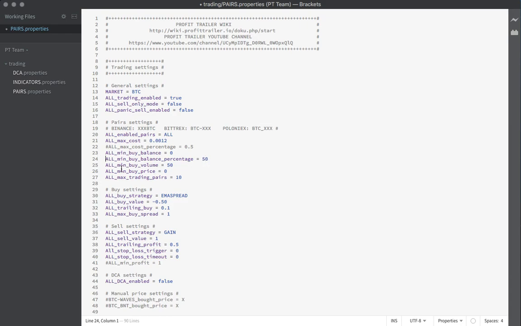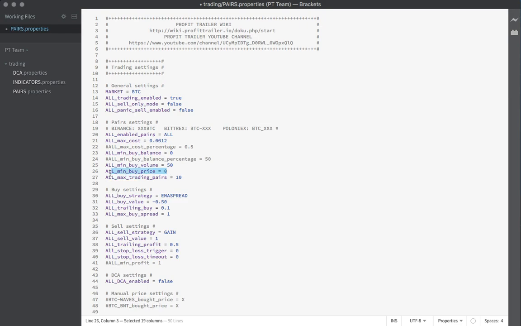Then immediately below that, we have all min by volume. This is the minimum amount of volume, trading volume, that a coin pair must have in the market in order for the bot to buy it. This market being BTC right now, this is telling us that ProfitTrailer will not buy a coin pair unless the market that it's in has got at least 50 Bitcoin worth of volume trading on it.